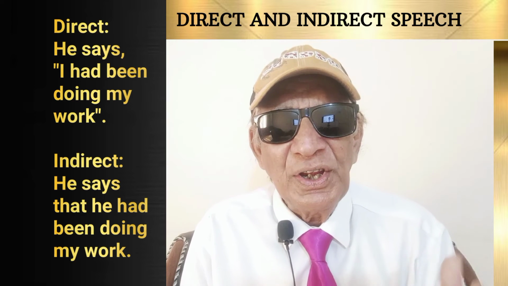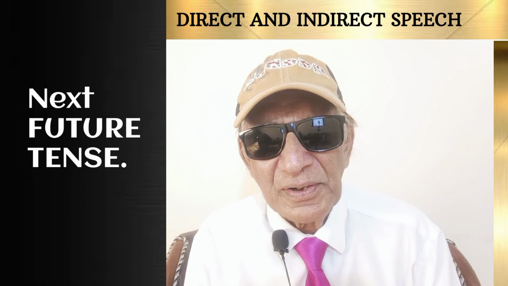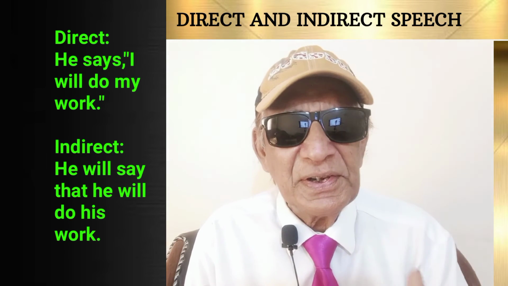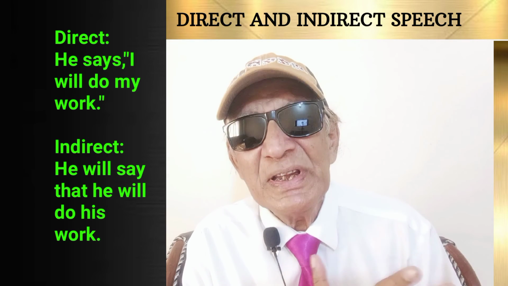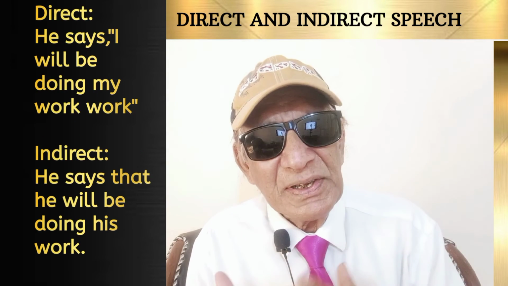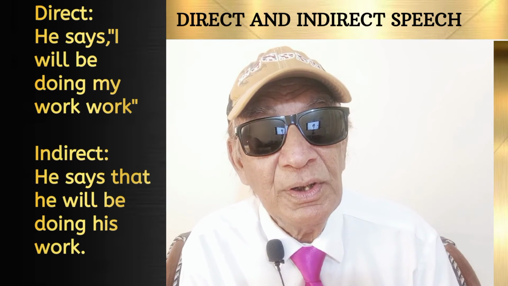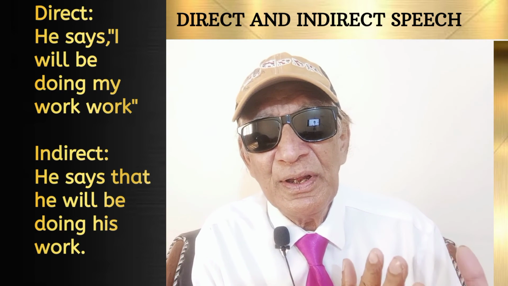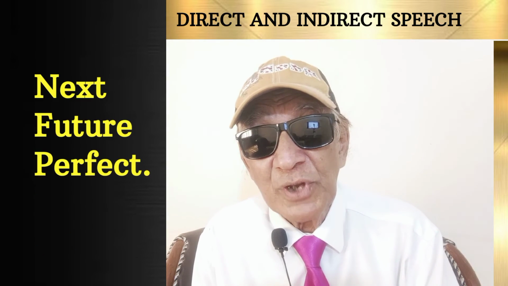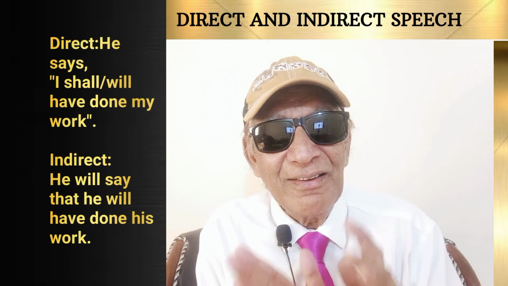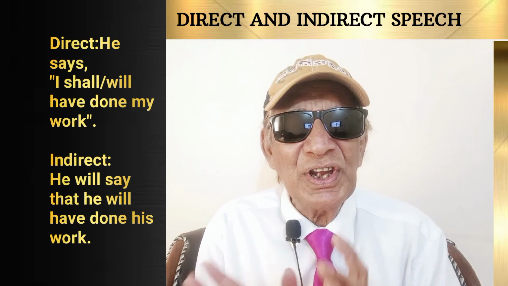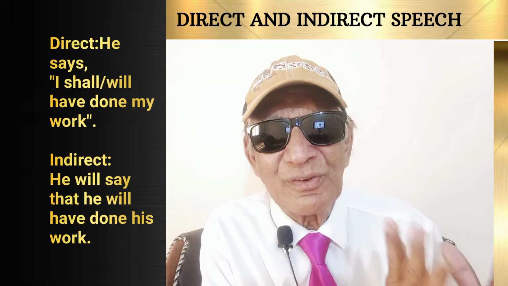Now the next. He says, future simple, "I will do my work." He says that he will do his work. Next, future continuous. He says, "I will be doing my work." He says that he will be doing his work. Right? The next, future perfect. He says, "I will have done my work." He says that he will have done his work.